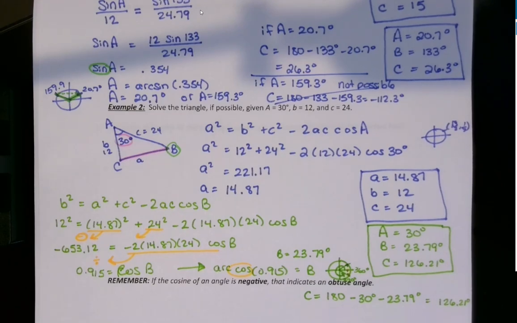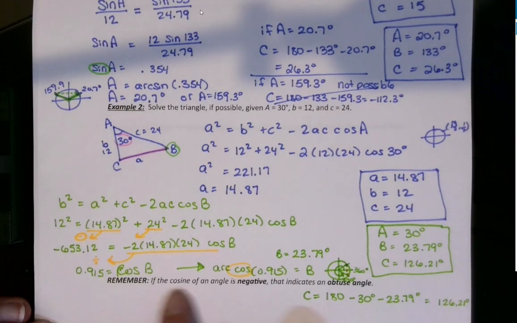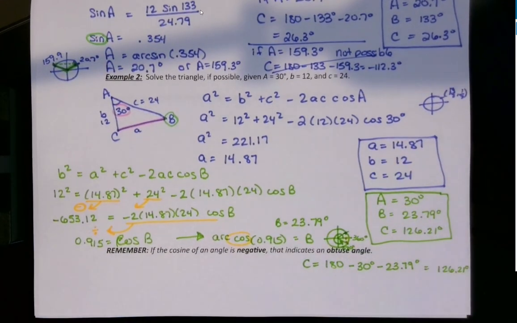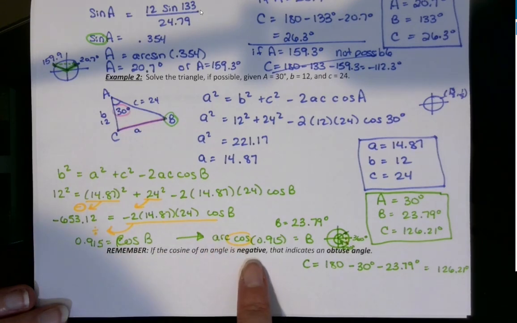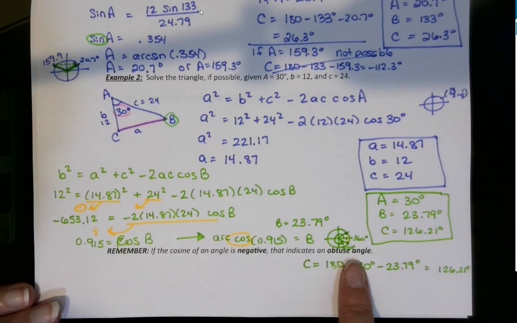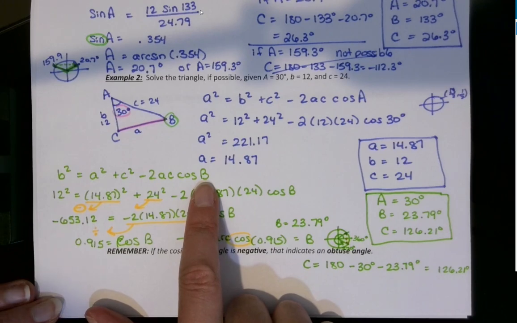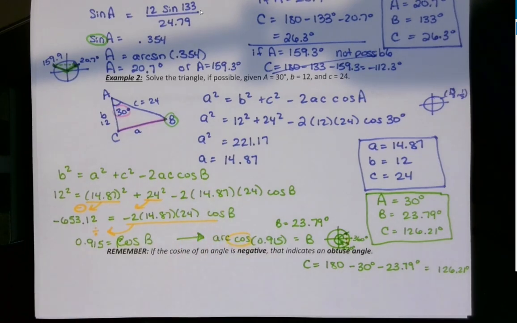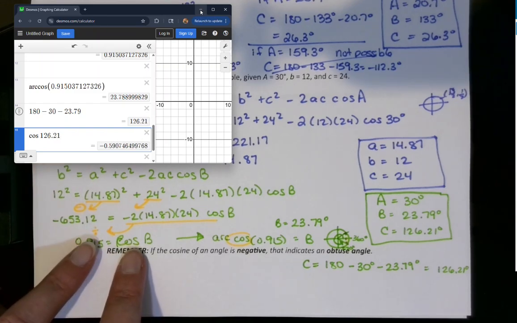Now, based on the way that I solved this one, I chose to solve for angle B instead of angle C. This tip at the bottom did not come up for me, but it reminds me that if the cosine of an angle is negative, that's going to indicate an obtuse angle. Had I solved for angle C instead of angle B as my second step, I might have found that angle C is 126.21. Its cosine is negative, of course, right? I ended up with a positive 0.9 because this was not an obtuse angle.